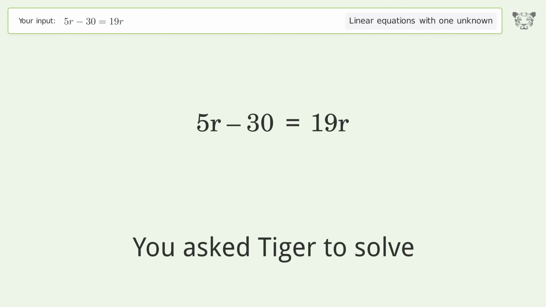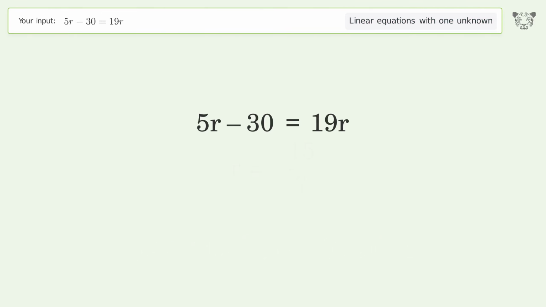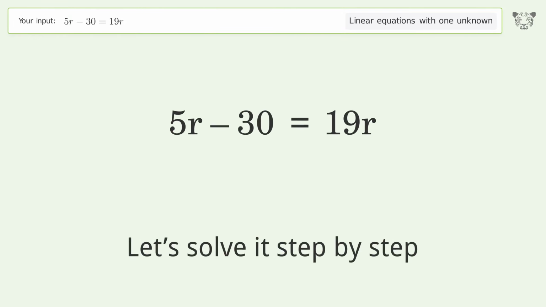You ask Tiger to solve. This deals with linear equations with one unknown. The final result is r equals -15/7. Let's solve it step by step.